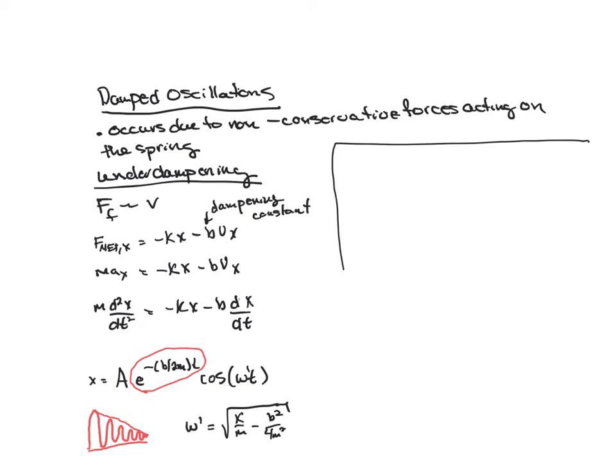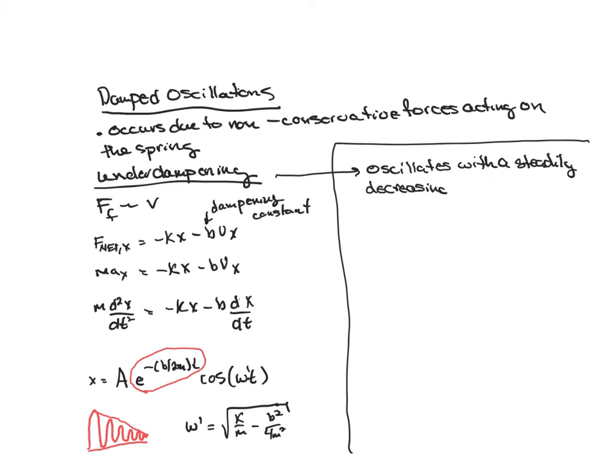So this is underdamping. Underdamping here is going to occur when you get an oscillation with a steadily decreasing amplitude. And this is going to happen when your dampening constant is less than 2 times the square root of k times m. Our other two options are slightly more extreme.